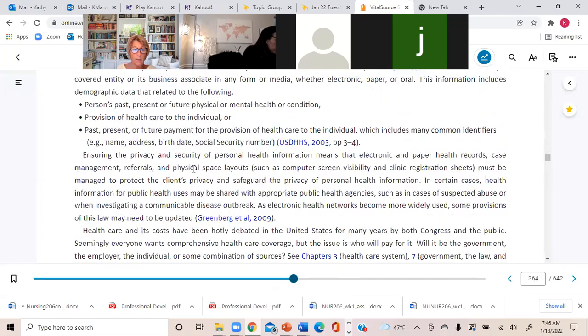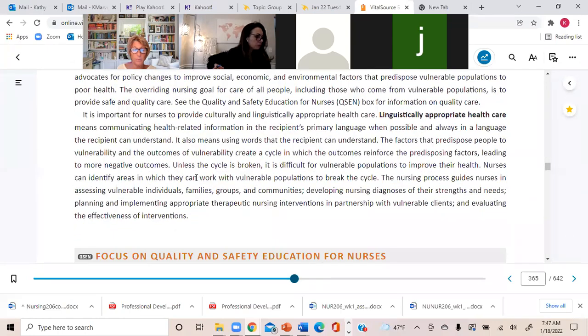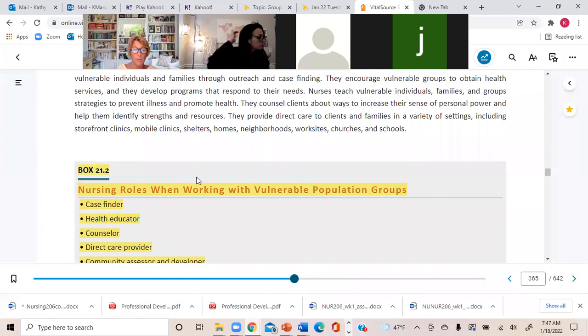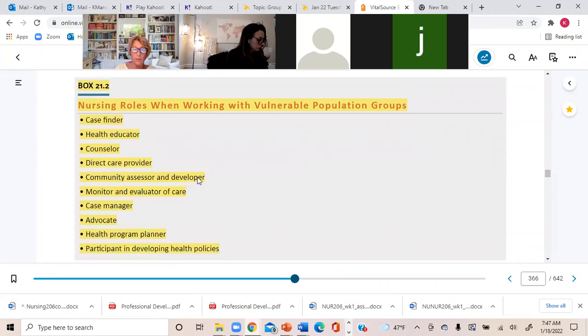We don't really need to know this. I'm just skipping through it. Okay, this is just kind of an FYI, but box 21.2. These are some of the nursing roles when working with vulnerable populations. These are some of the hats we might wear as a public health nurse working with vulnerable populations. Okay, look at all these different roles we might play.